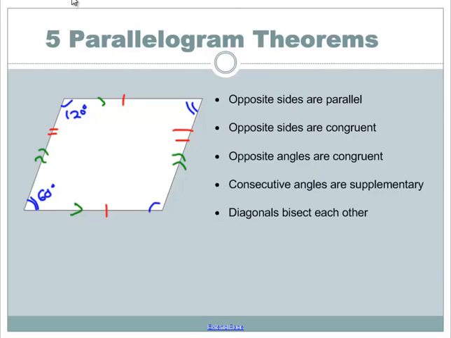If I take a second and I draw in my diagonals, they bisect each other so that this one here is congruent over here, and then over here is congruent over here. So those five properties have to be memorized. We have to be able to use all five of those easily so that we can be able to get working through this without any issues.